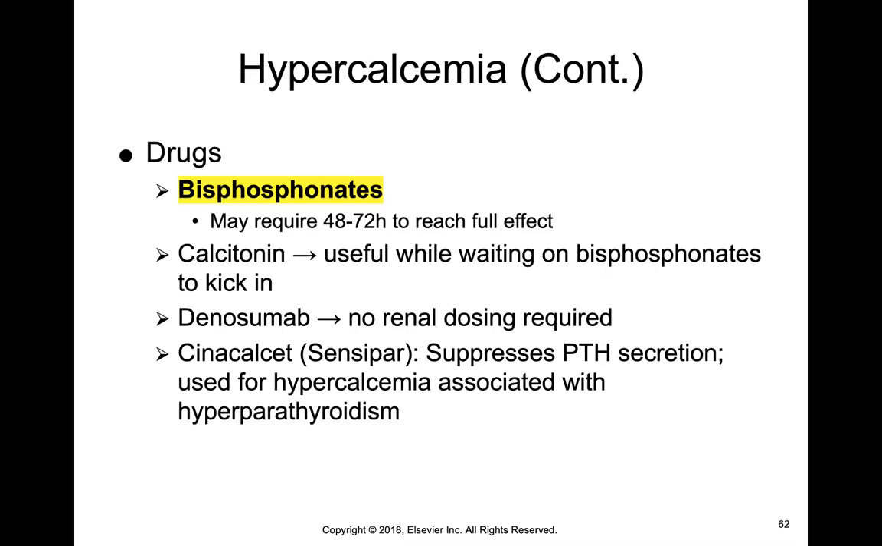What drugs could we use to treat hypercalcemia? The bisphosphonates are probably the most studied and better choices. They are a little slow to take effect, though. It can take 48 to 72 hours. So you can use calcitonin. It comes in a nasal spray, so its onset of action is pretty quick. So it's useful while you're waiting on the bisphosphonate to kick in. And lastly, cinacalcet suppresses parathyroid hormone secretion, and it can be used for hypercalcemia associated with hyperparathyroidism.